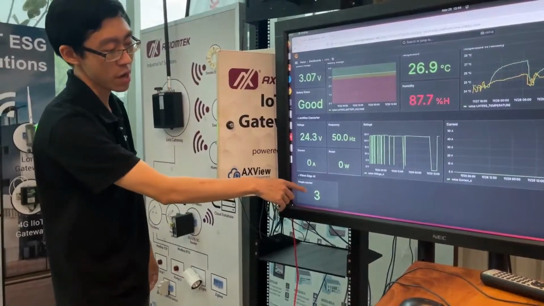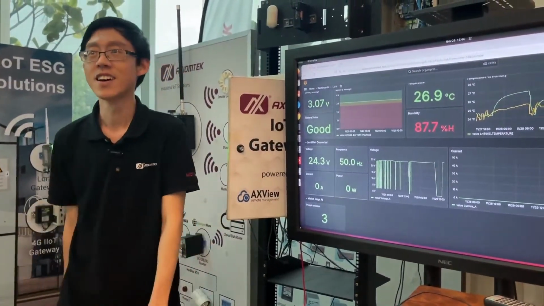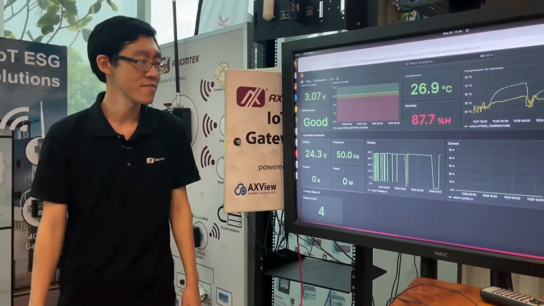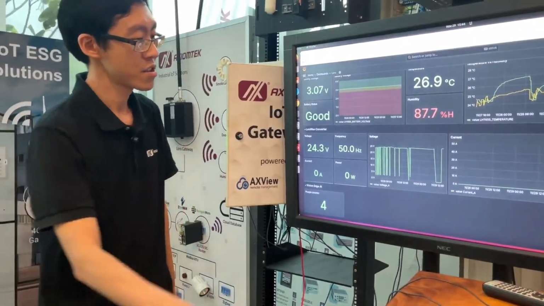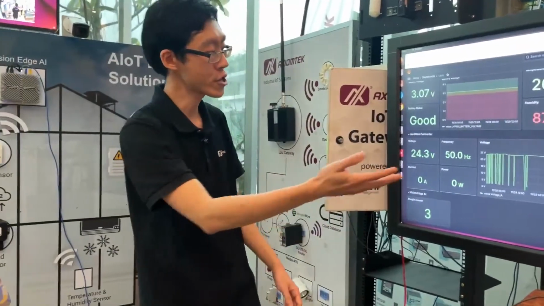It's doing the people counting. Is it correct or not? Three of us? Yeah, it's correct, it's only three of us here. So it's actually doing people counting there. So that's it. If in the future we have more sensors, for example a pH sensor, we just keep on adding onto it over here.